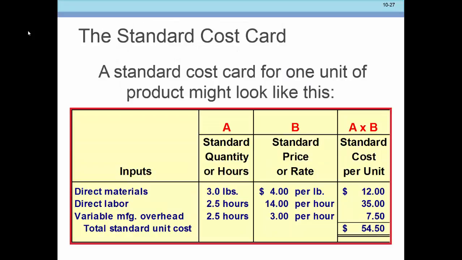Okay? Now this is what they call a standard job ticket, in which it talks about the cost that should be incurred for each job. Okay? So we have what? Materials, labor, and what? Overhead. We have the standard hours times the standard price or rate for each one of these gives us the standard cost per unit. That's called a standard cost ticket, and we're going to be comparing these to our actuals to see if we have a favorable or unfavorable variance.